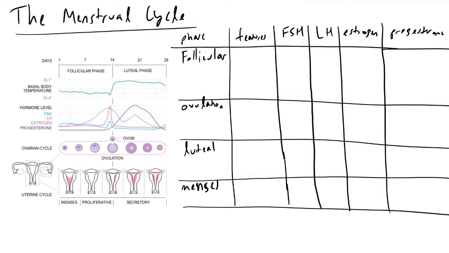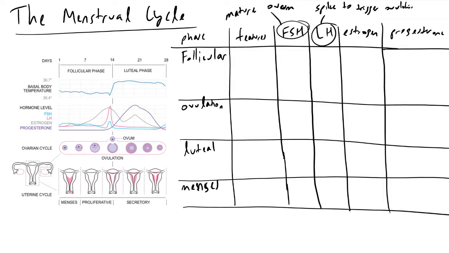And so the first thing we're going to do is talk about these 4 hormones. FSH stands for follicle stimulating hormone, and its job is to mature the egg, which the textbooks refer to as the ovum. LH stands for luteinizing hormone, and its job is to trigger ovulation.